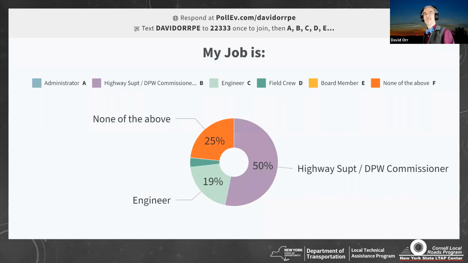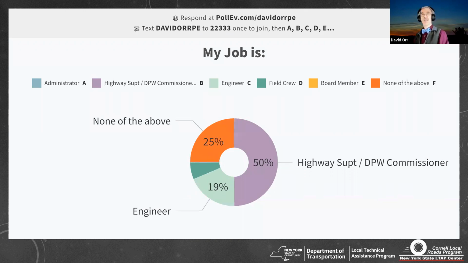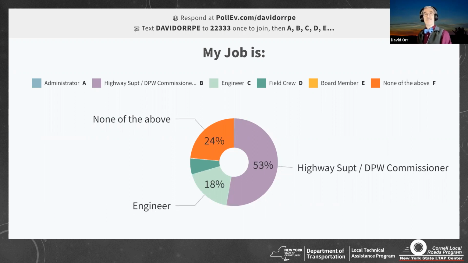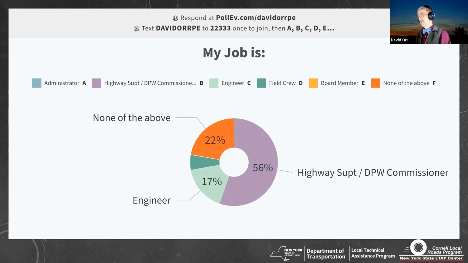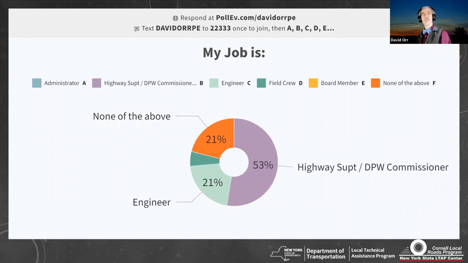So you got a mayor, and again, I would have had you put that as a board member, but that helps me, that's fine. Okay, so about half of you are highway superintendents, some of you are engineers, we have some none of the above, and a couple of field crew folks. Okay, that helps. I'll make sure I include a little bit for all of the folks who are on the webinar today, and we'll go from there.